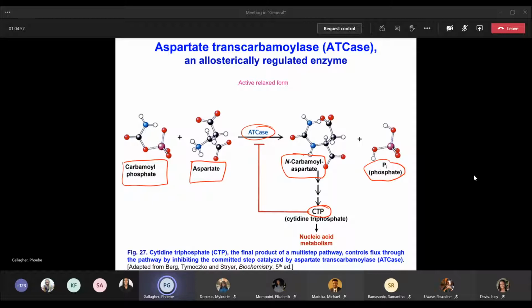So essentially you have carbamoyl phosphate interacting with aspartate within ATCase, which allows it to convert into N-carbamoyl aspartate. After several reactions, you'll see that the product is going to be CTP. And like most negative feedback regulators, the product is going to go back and it's going to inhibit an upstream enzyme.